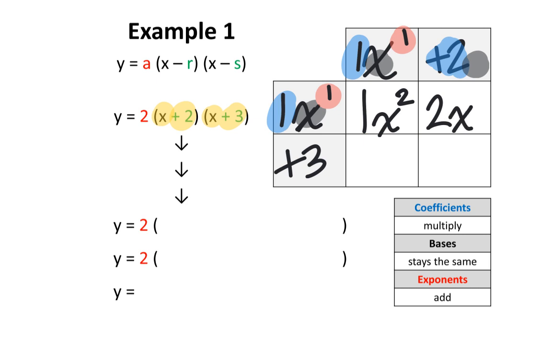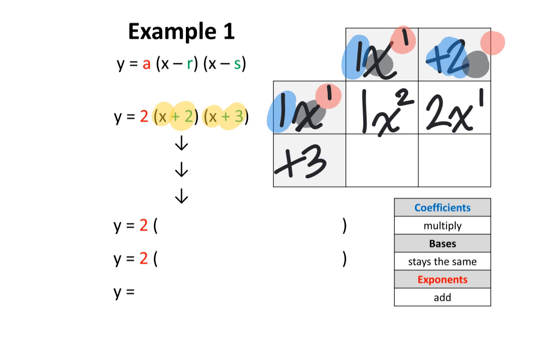Last, we want to take a look at exponents. We know the exponent of this term is positive 1, but what about this term? Well, since there is no base, that means there is no exponent. So this 1 has nothing to add to, so that 1 is going to stay the same.